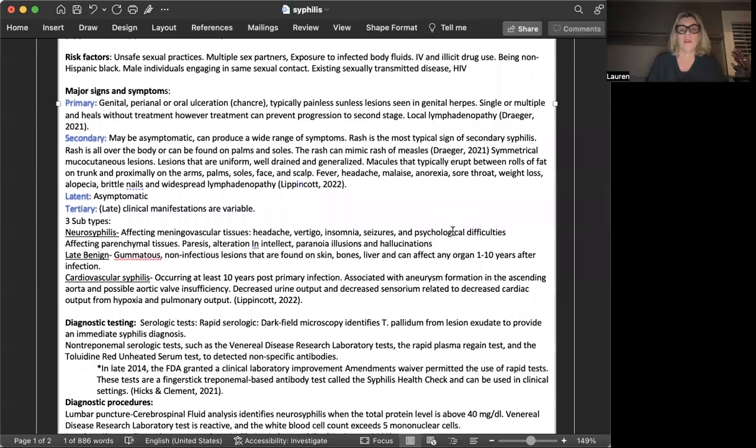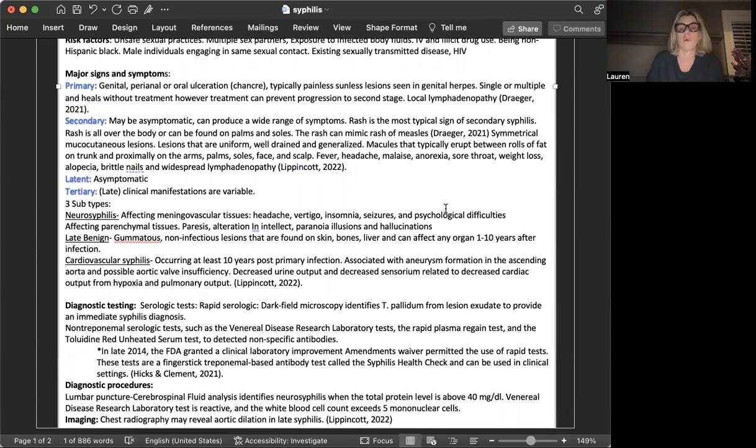So primary: genital or oral ulceration, typically painless, unless lesions are seen in genital herpes. There's some local lymphadenopathy. Also, what's important to know is that it can be single or multiple, and it heals without treatment. However, treatment can prevent progression to the second stage.